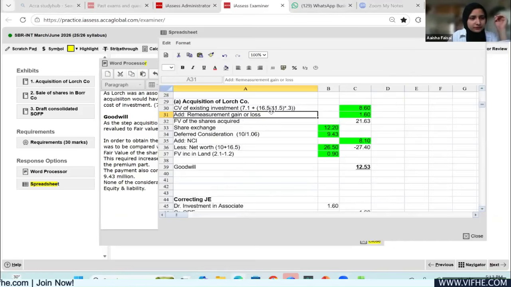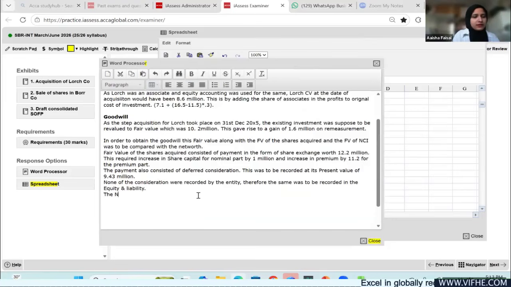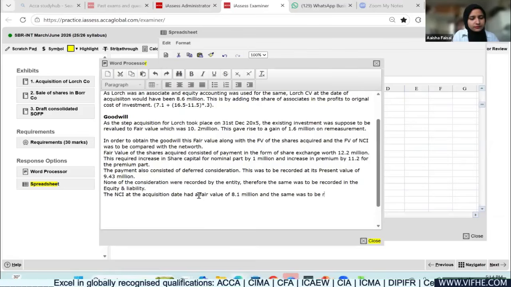Okay, so I'm done with the carrying value. I'm done with talking about the remeasurement. I'm done with the share exchange and deferred. Now let's talk about NCI. The NCI at the acquisition date had a fair value of 8.1 million, and the same was to be recorded on the equity side.